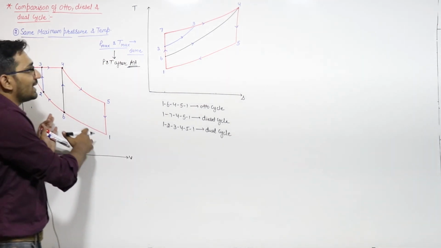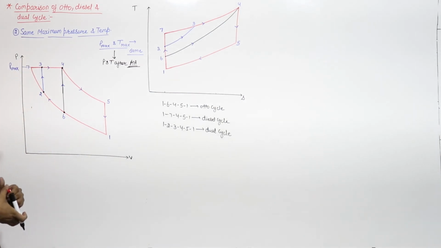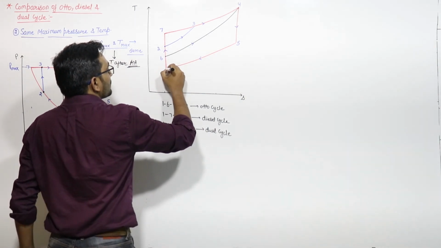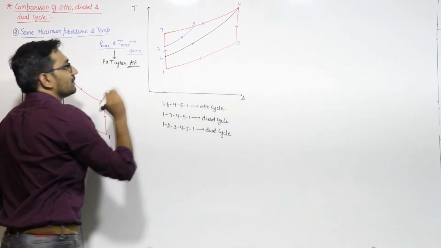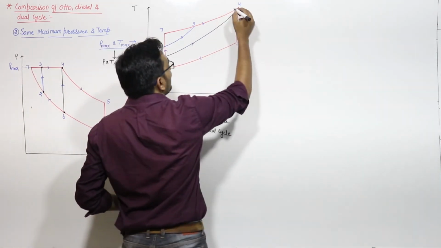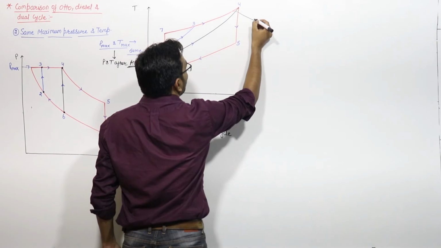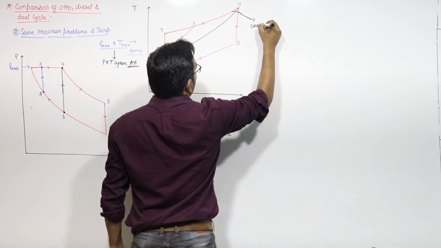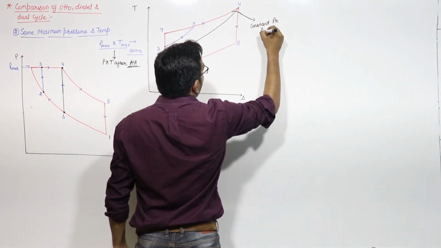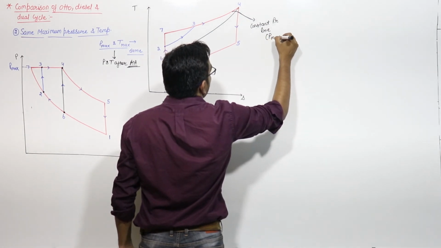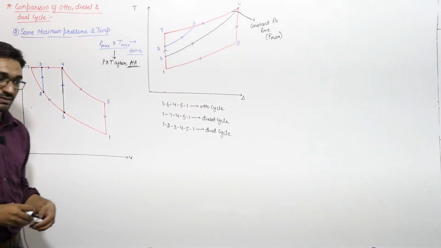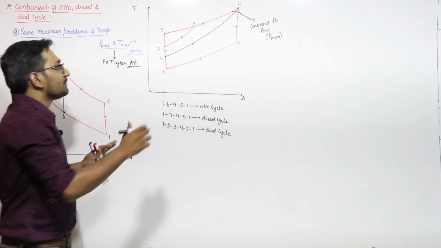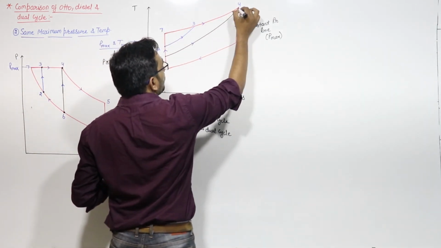Now if you want to draw these cycles in the TS diagram as well, so this is the TS diagram. First of all, let us draw this diesel cycle. This is 17451, right? This line is a constant pressure line corresponding to the maximum pressure, which we have to maintain the same for all the 3 cycles, right? So all the 3 cycles will have to reach this line.